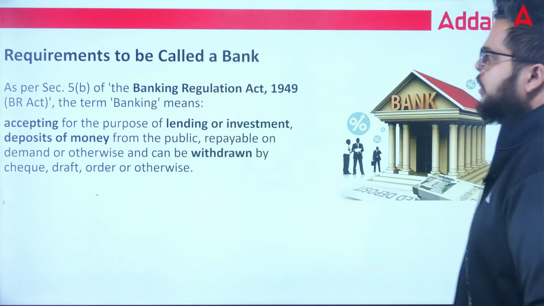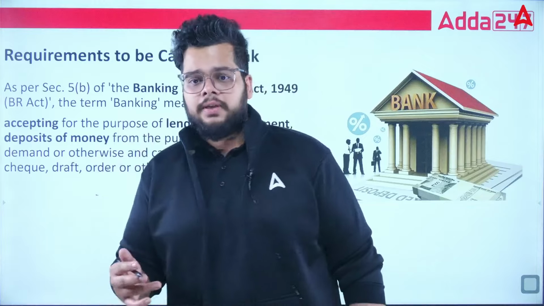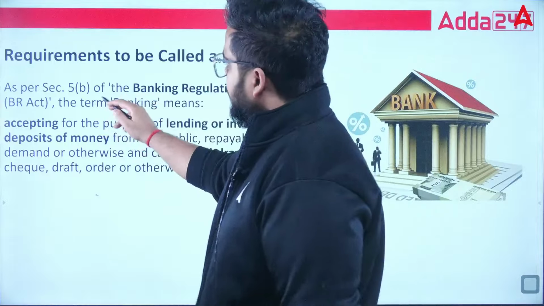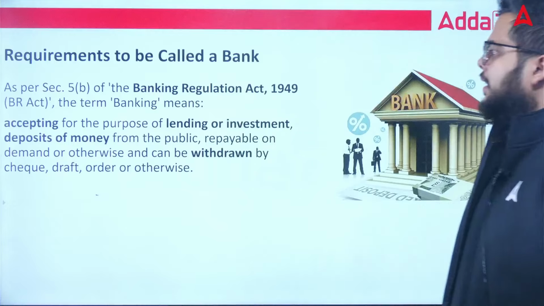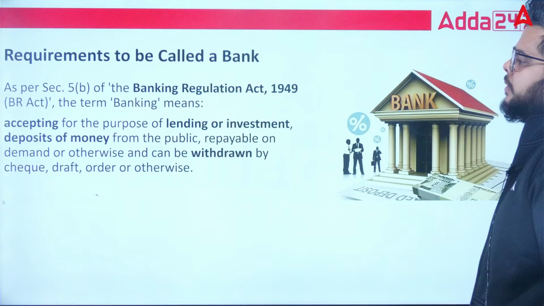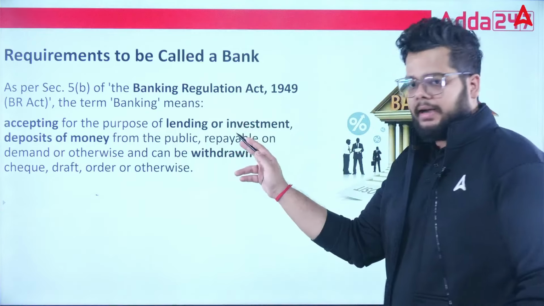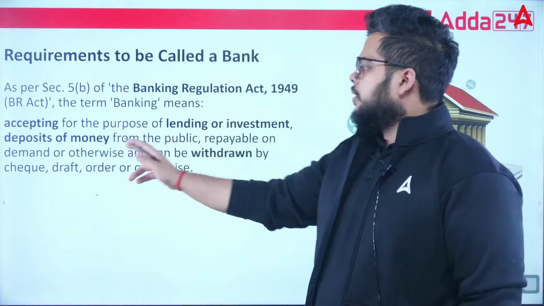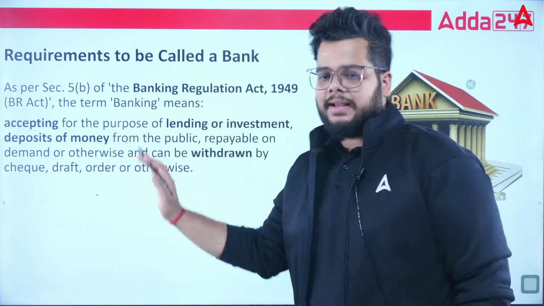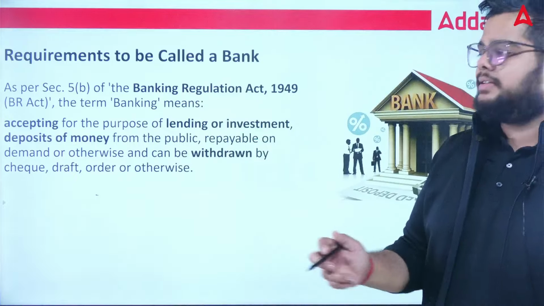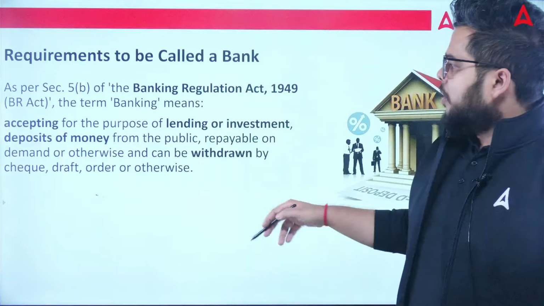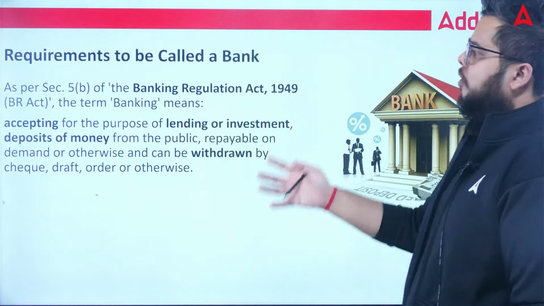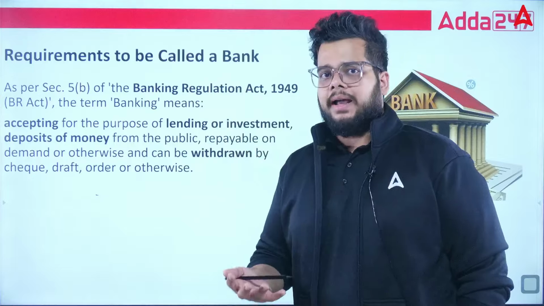When I talk about the definition of a bank, when do we say that a particular entity is a bank? As per Section 5 clause B of the Banking Regulation Act 1949, the term banking means accepting, for the purpose of lending or investing, deposits of money from the public, repayable on demand or otherwise, and can be withdrawn via cheque, draft, order or otherwise. So three keywords are there: accepting the amount, lending that amount, and freely withdrawing the amount. If you fall under this category, then you can be termed as a bank.